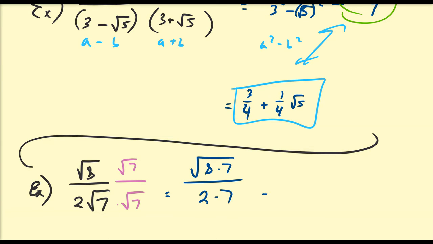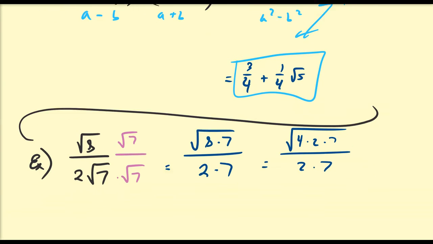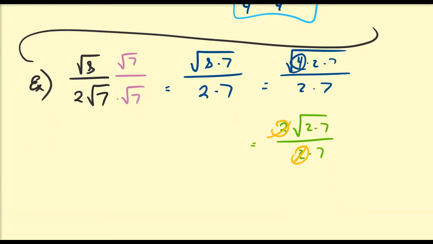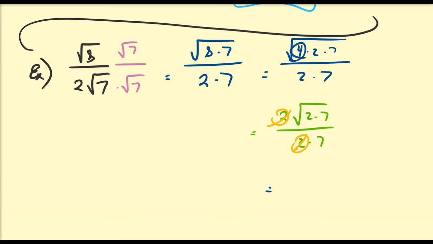The square root of 8 can be decomposed as the square root of 4 times 2. And we know that the square root of 4 is 2. So we have 2 square roots of 2 times 7 all over 2 times 7. We clearly see the 2 cancels, and nothing else can be reduced. So we can rewrite this just as the square root of 14 all over 7.